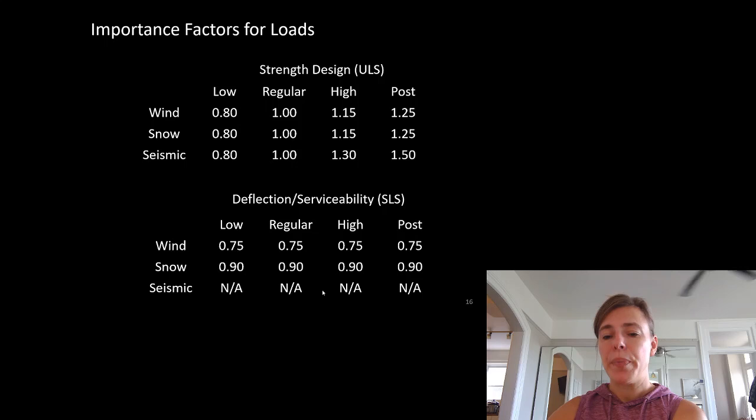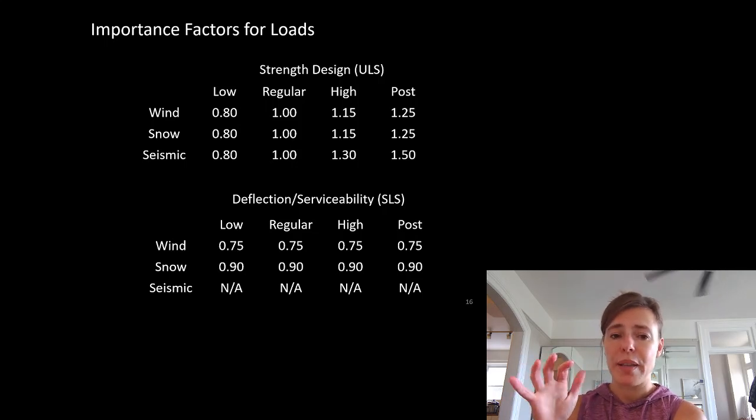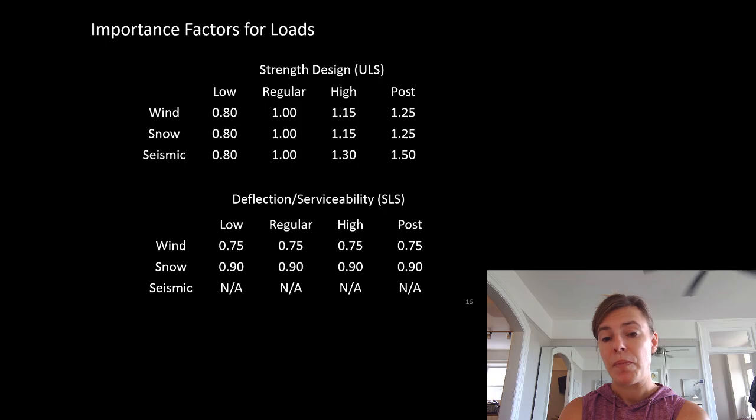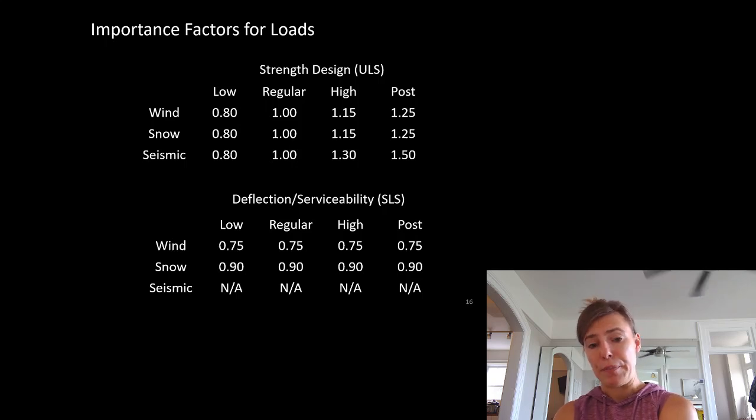Deflection pretty much stays the same no matter what, because if you remember, serviceability is all about preservation of finishes and people's comfort. If that floor moves a little bit more during an earthquake, you're not going to care that much. If your ceiling finishes crack during a massive disaster, a big earthquake or a hurricane, you're going to be okay with the fact that your drywall cracked because everybody got out alive.